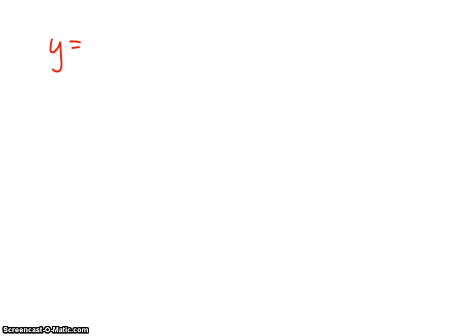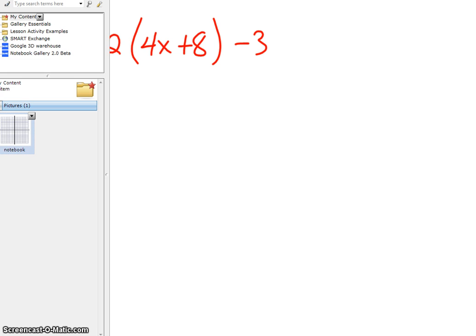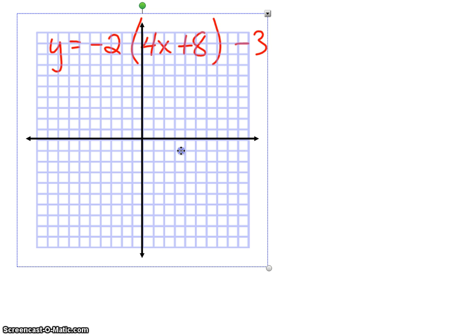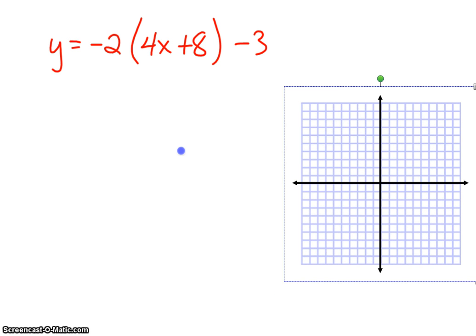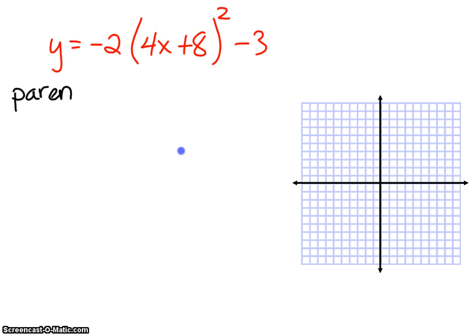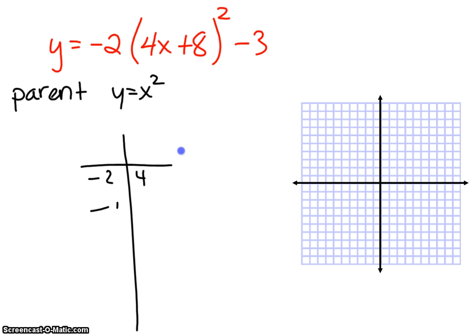All right, so let's look at one where we do a bunch of transformations. So let's say we're going to take y equals -2, and let's go 4x plus 8 squared minus 3. And if I'm going to graph that one, same idea. Actually, I want squared, didn't I? Same idea. Number one, I want to start out with my parent graph, y equals x squared. I'm going to think about my table of values.